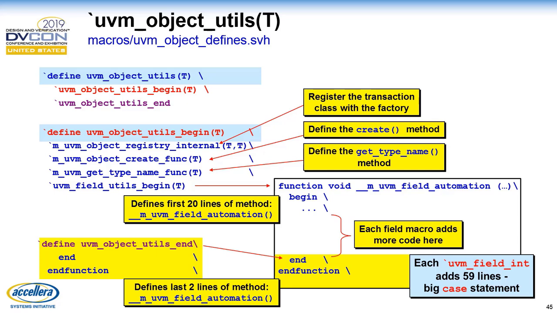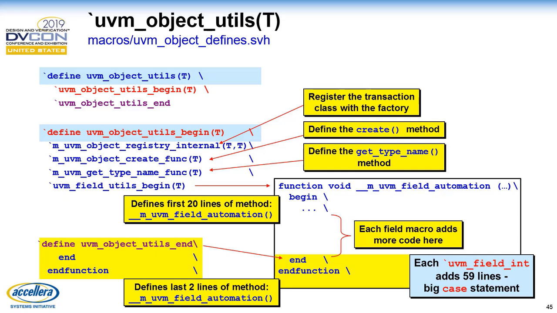But then each field macro that you call adds code to that very large function. And so when you call UVM object utils end, all you're doing is closing off that very large function that exists inside of UVM. Every time you call UVM field int, you're adding 59 lines of code to that function. So for each and every variable that you call, it's 59 lines of code. What it is, is a great big case statement.